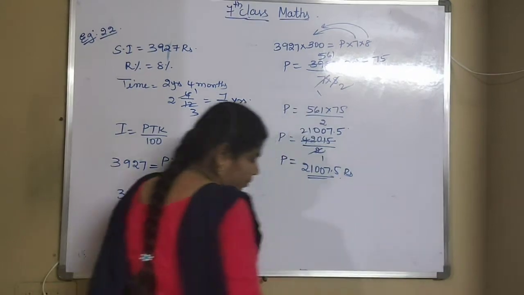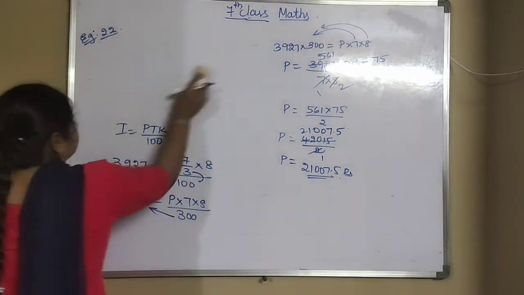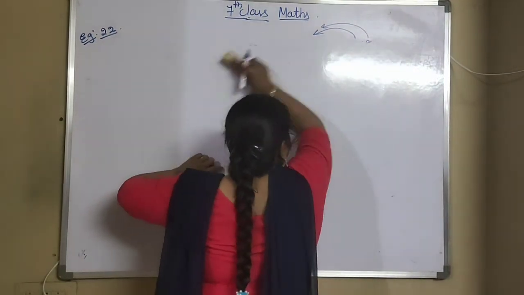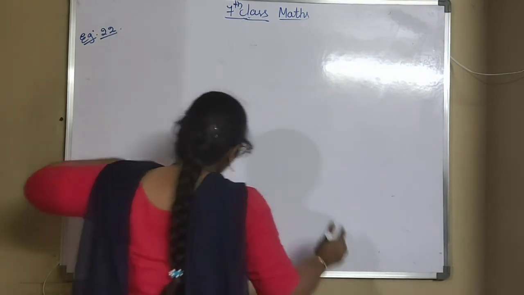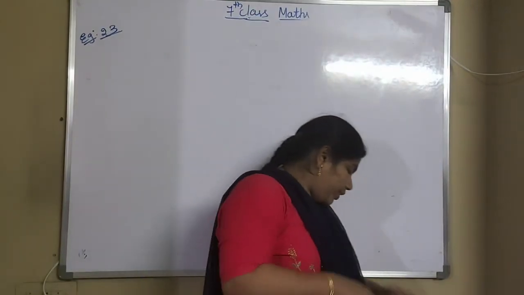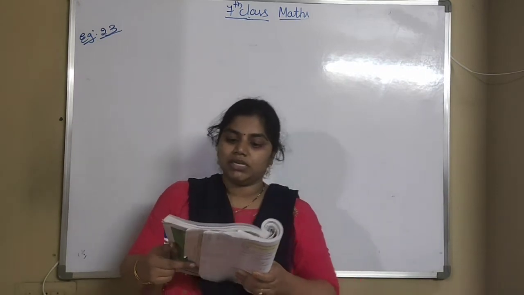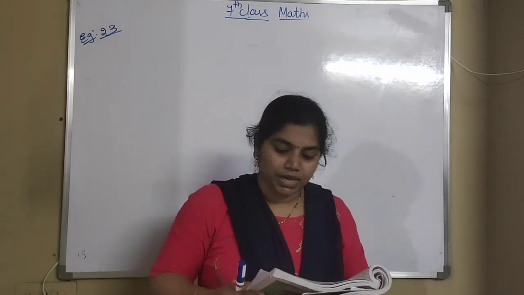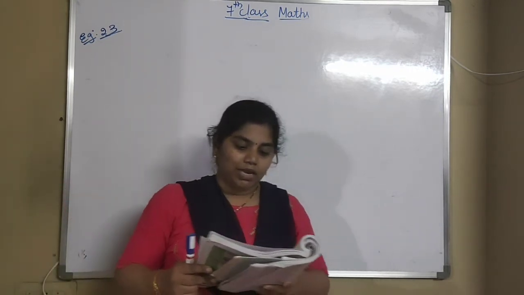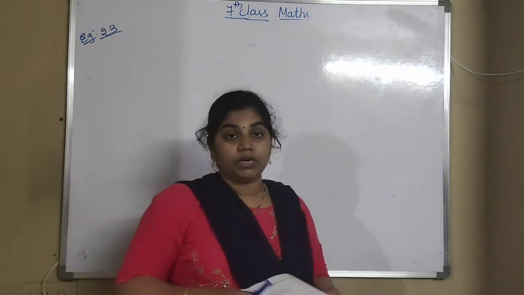Okay. Next is example 23. So what is example number 23? At what rate per annum will 6,360 yield an interest of 1,378 in 2 1/2 years? So in this case they have given principal value, interest value, time value. So we have to find what rate of interest.